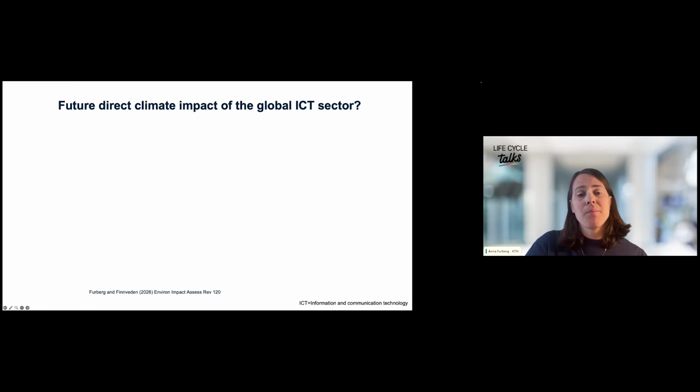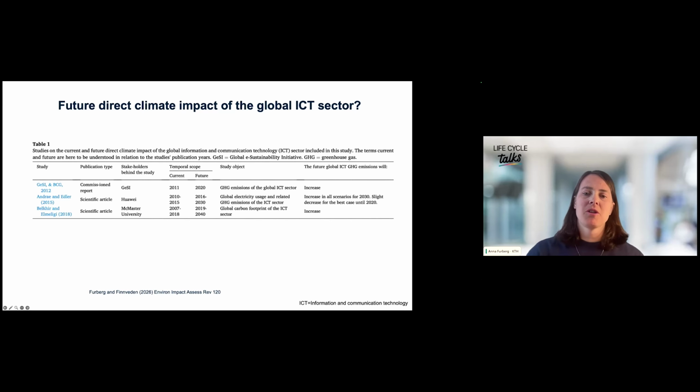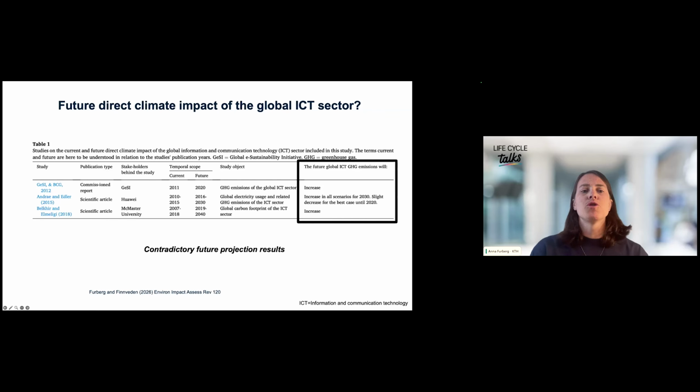There are previous studies here in this table showing three commonly cited studies that have received a lot of interest in media. They typically arrive at contradictory results for future climate impacts. Some of these scenarios resulted in significant increases for future direct climate impact of the global ICT sector. Other scenarios estimated that it will slightly increase or remain fairly stable and even decrease in the future.